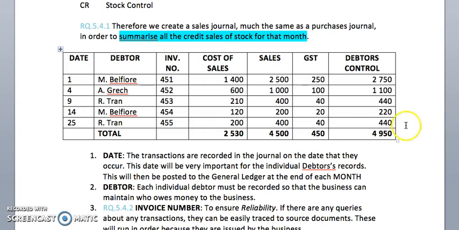So this is an example of a sales journal. It looks very, very similar to a purchases journal. However, we have some differences in the headings. So we've got cost of sales, sales, GST, and debtors control.